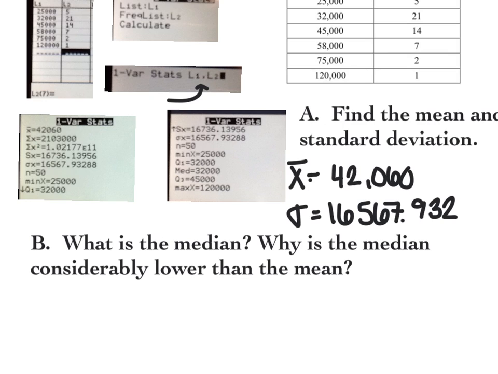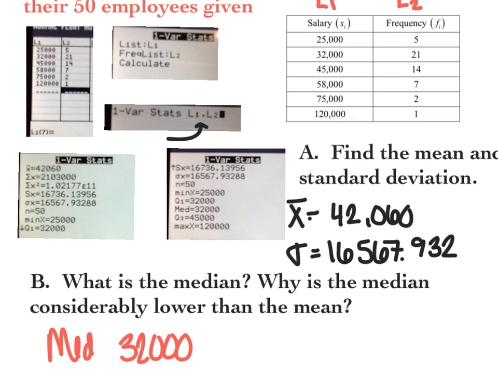B, what is the median, and why is this median considerably lower than the mean? Well, again, the median's given, that's that MED, so our median is 32,000. Now, why is that considerably lower than the mean? Well, the mean was 42,000, and the middle is 32,000. So they're telling me the average is 42,000, but the middle number is 32,000. My gut instinct is to say that this number 120,000 is an outlier. It's so far above the average of these that it's really skewing the data.